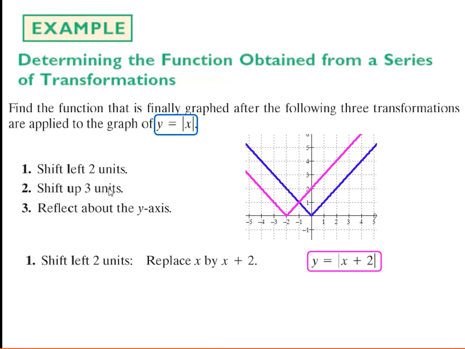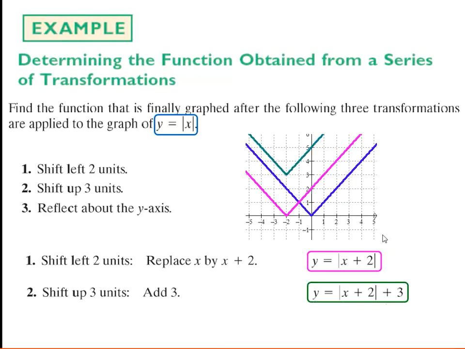And then I'm going to take that and I'm going to shift up 3 units. So remember, shifting up 3 units or down 3 units is an addition or subtraction outside the absolute value. So in this case, because I'm shifting up, I'm going to add 3 outside the absolute value, and then there's that green shape. So I've shifted left 2, I've shifted up 3, and there's my equation.